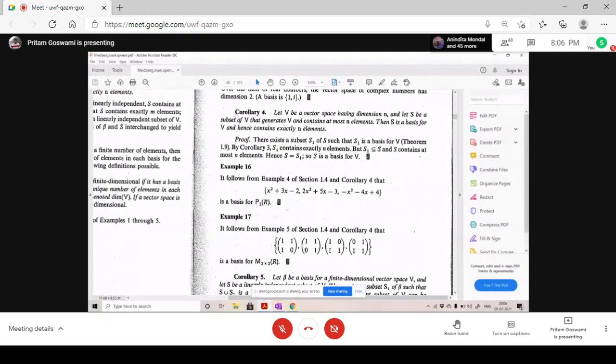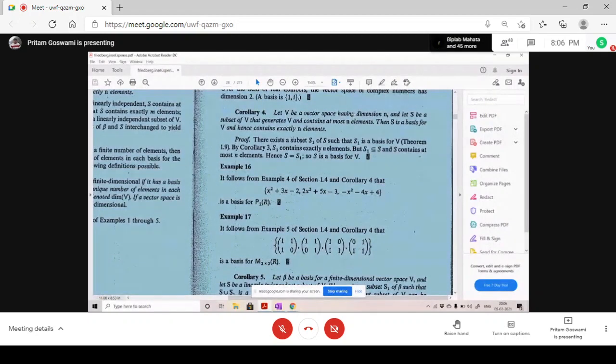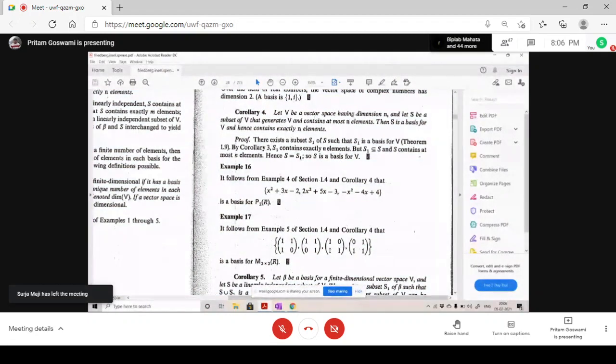Now there is another corollary, which says that if V is a vector space of dimension n, what does dimension n mean? The size of the basis, right? Not length, it's size. Length is a different thing. Size of the basis, or number of elements in the basis.